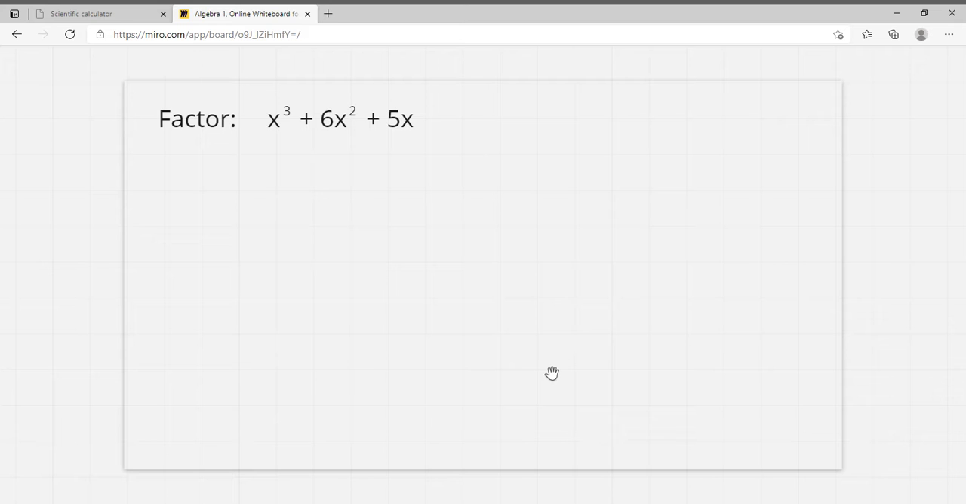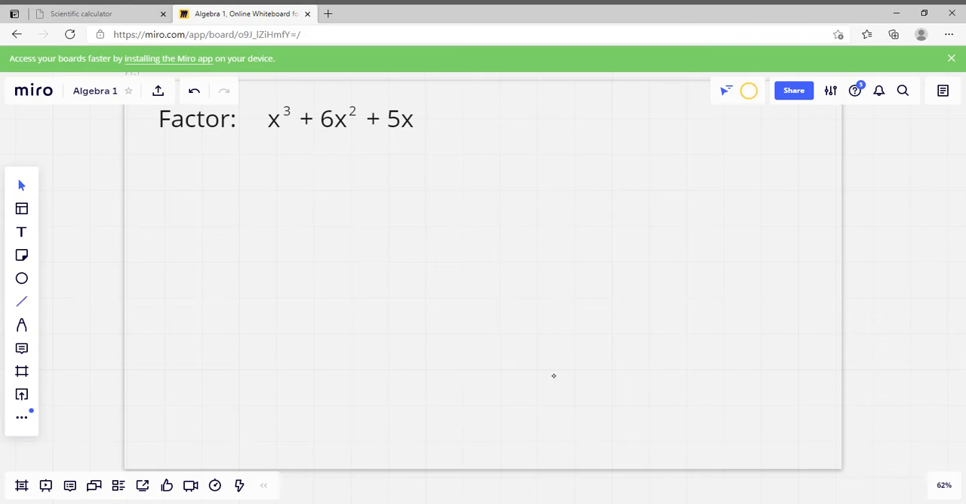When we look at this problem, we're looking for common factors before we try to factor it. Common factors means factors that each one of these terms has. So this has x, this has an x, and this has an x. So before we factor it, we're going to pull one x out of there. If we pulled an x out of that, that would leave x squared. This would be 6 with one x left, and that would just be 5.